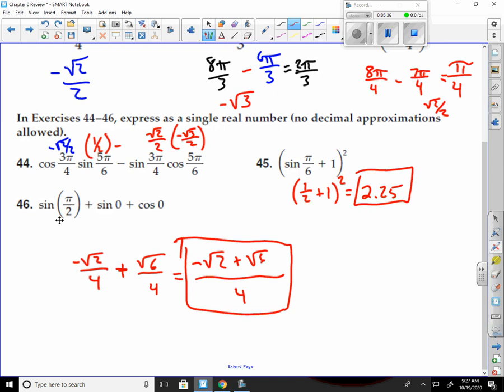Sine of pi over 2 is 1. Sine of 0 is 0. Cosine of 0 is 0. My final answer is 1. That was my favorite one out of all of these.